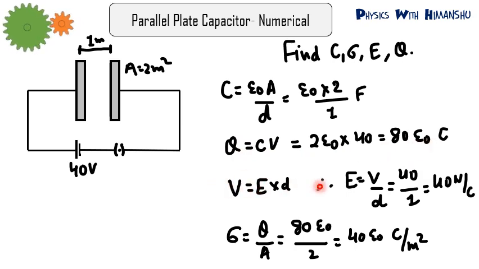V is equal to E into D, so E will be V by D. V is 40 volt, D is 1, so the answer is 40 Newton per coulomb. And finally sigma is charge divided by area. Charge is 80 epsilon naught, area is 2, so sigma comes out to be 40 epsilon naught coulomb per meter square. You have to put the unit. The units are mandatory in this kind of questions because there is a weightage for every unit, around 0.25 or 0.5 mark.